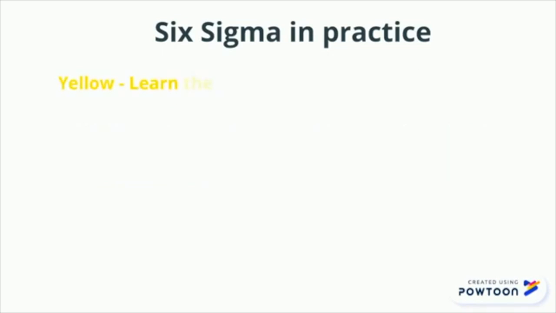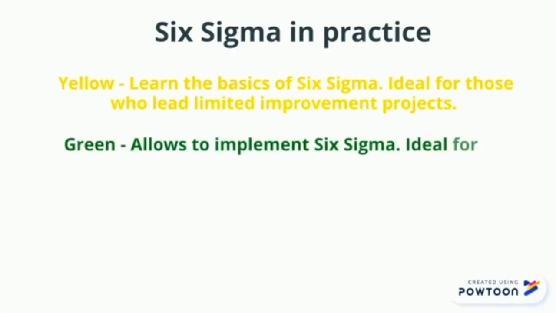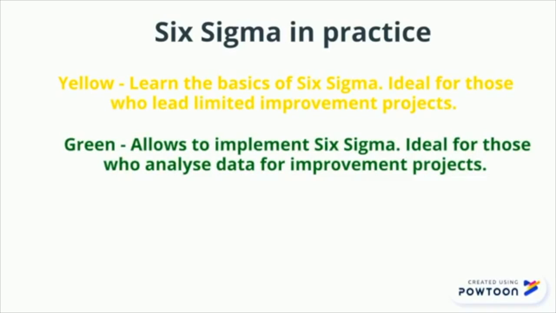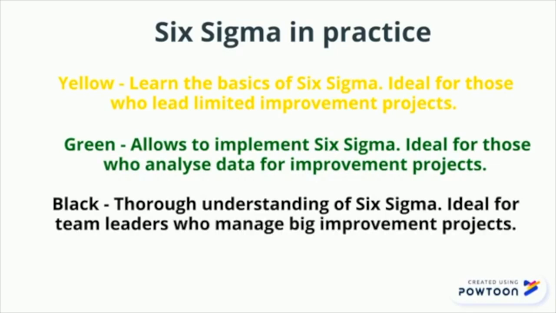The yellow belt is where organizations are learning the basics of Six Sigma, so it's for those who are leading limited improvement projects. The green belt is for organizations who are starting to implement Six Sigma effectively, so it's for those working on improvement projects. Finally, the black belt is for organizations who have a great understanding of Six Sigma, so it's ideal for team leaders who manage huge improvement projects and have a lot of potential waste to manage.